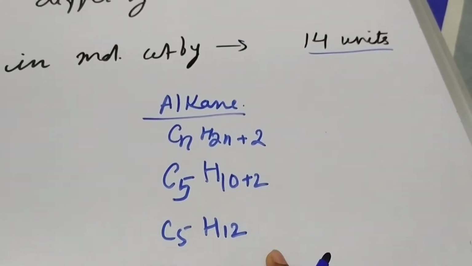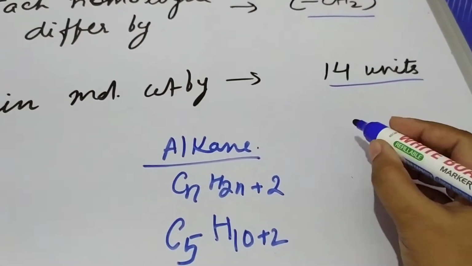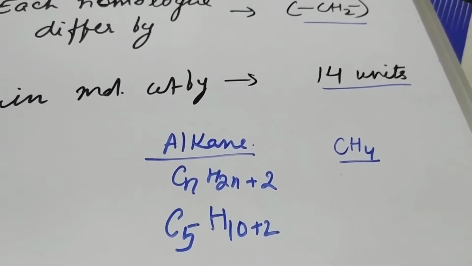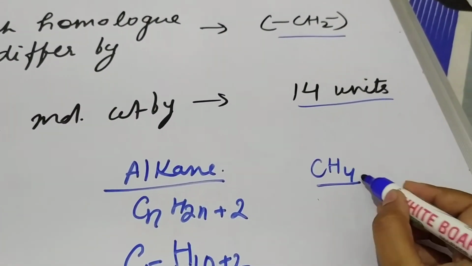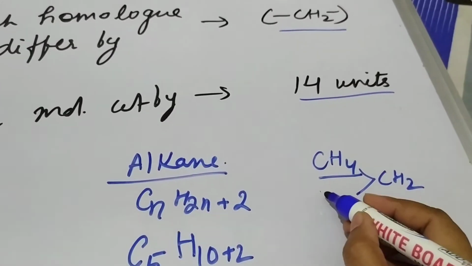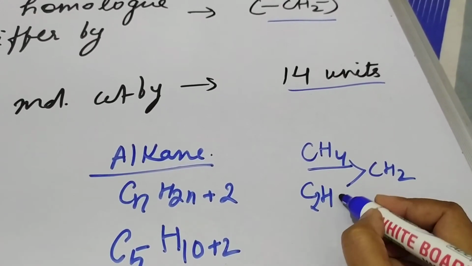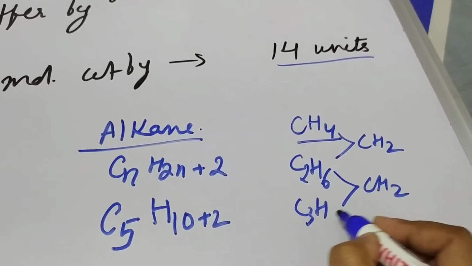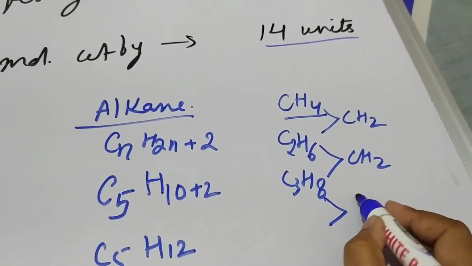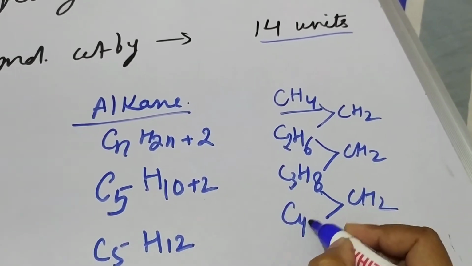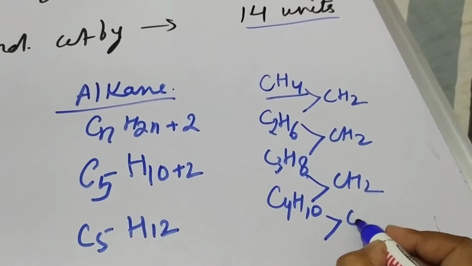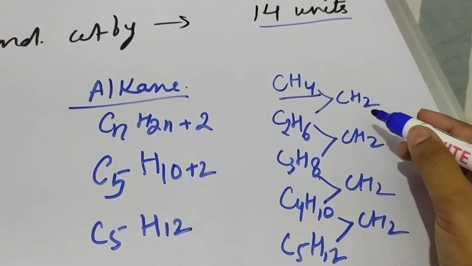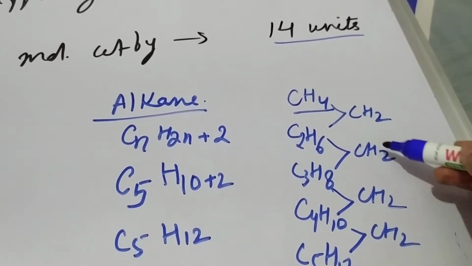But if I have to calculate on the basis of CH2, then you must know the formula of the first member of alkanes, that is methane, and if you add CH2 to this, you will get the formula of the second member, C2H6. Again you add CH2, you will get the formula of the third member of the alkanes. Again you add CH2, you will get the fourth member, and if you again add CH2, you will get the formula of the fifth member of alkane. So in this way also you can see each homologue differs by a CH2 group.